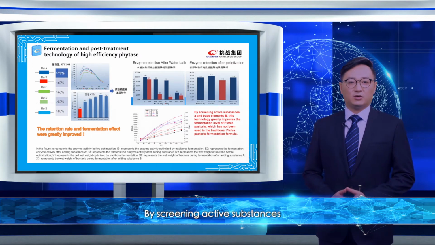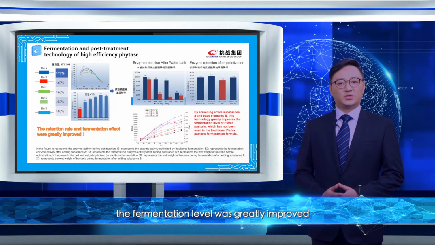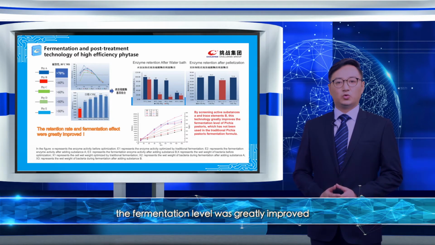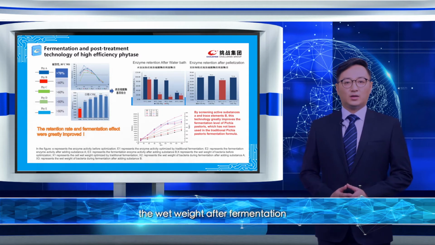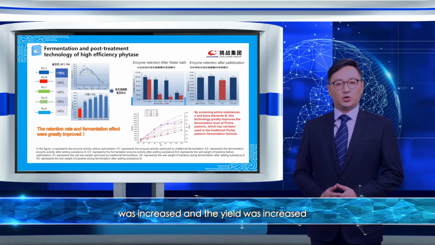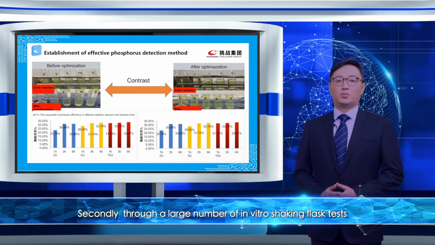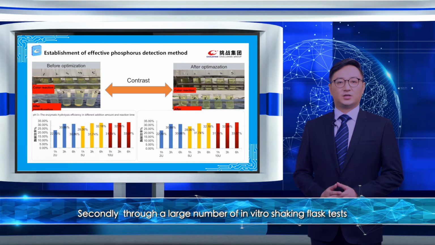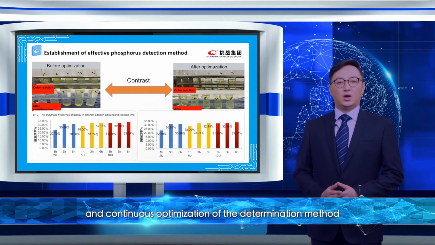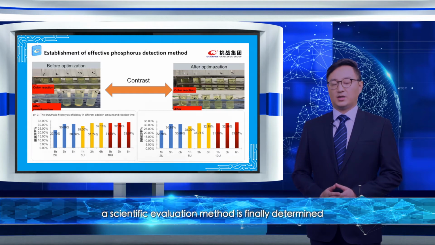By screening active substances A and the trace elements B in the fermentation process, the fermentation level was greatly improved. The wet weight after fermentation was increased and the yield was increased. Secondly, through a large number of in vitro shaking flask tests and continuous optimization of the determination method, a scientific evaluation method was finally devised.